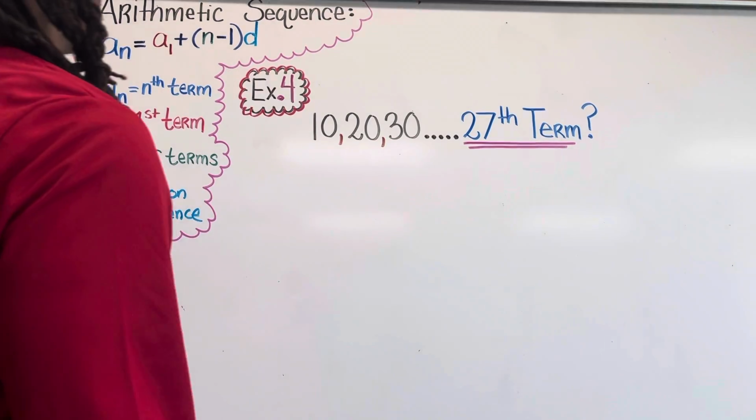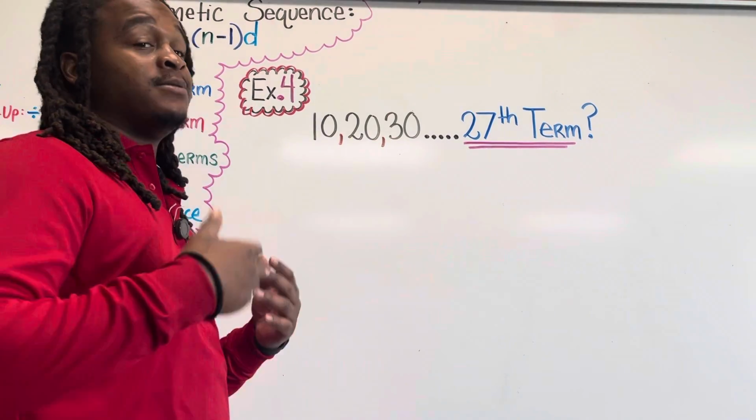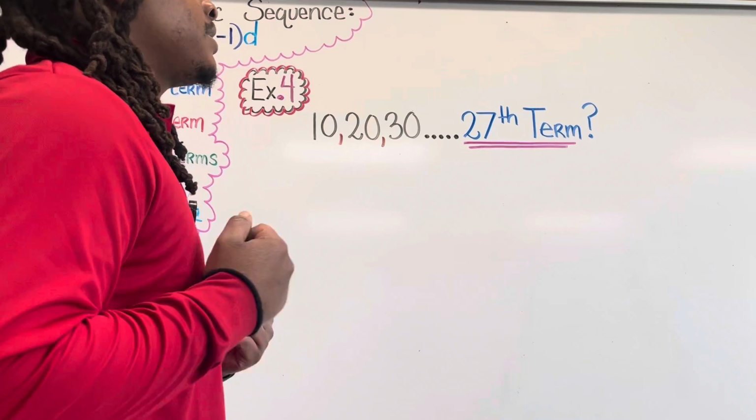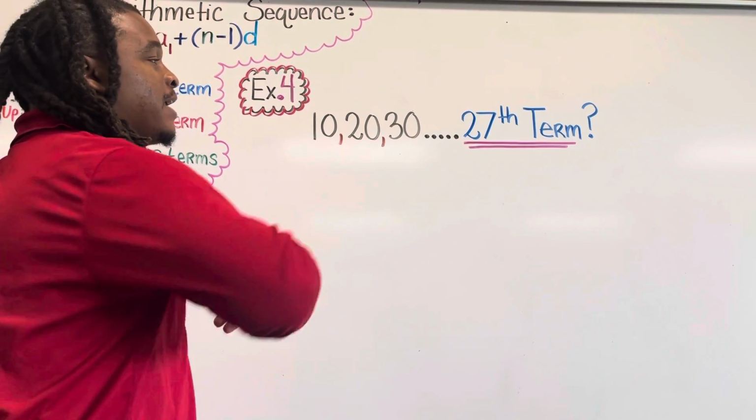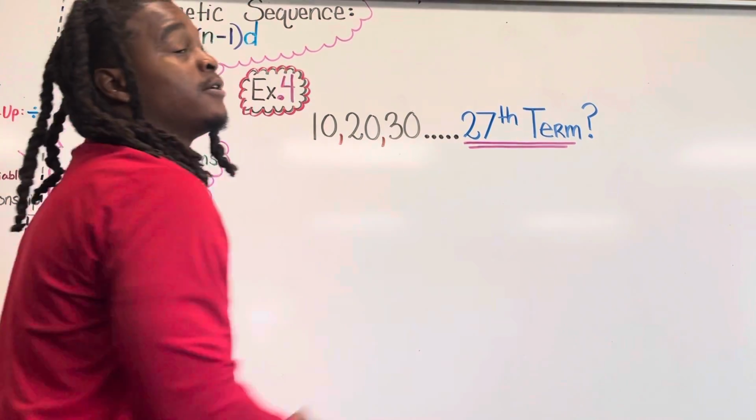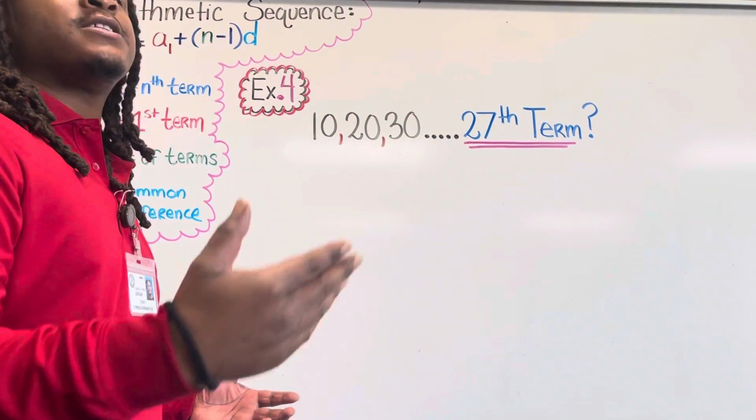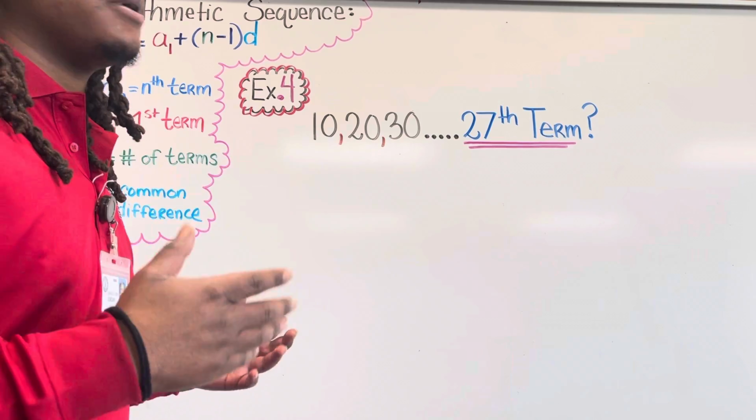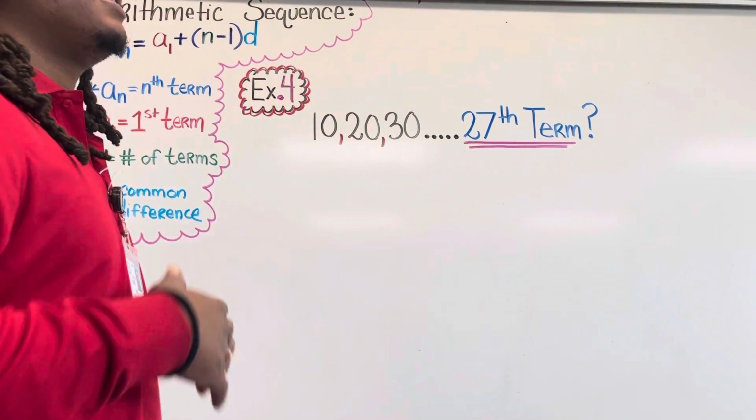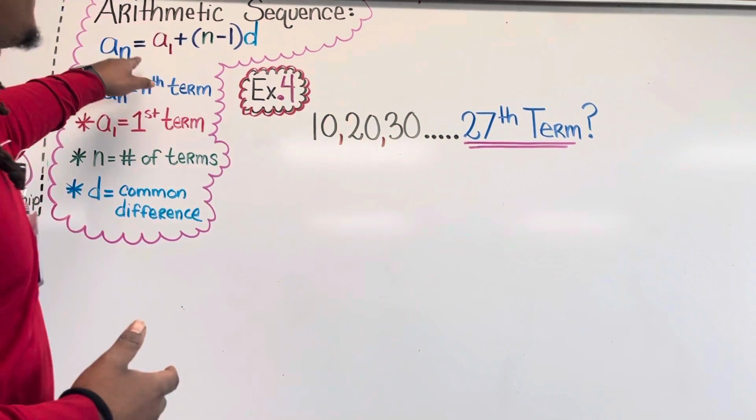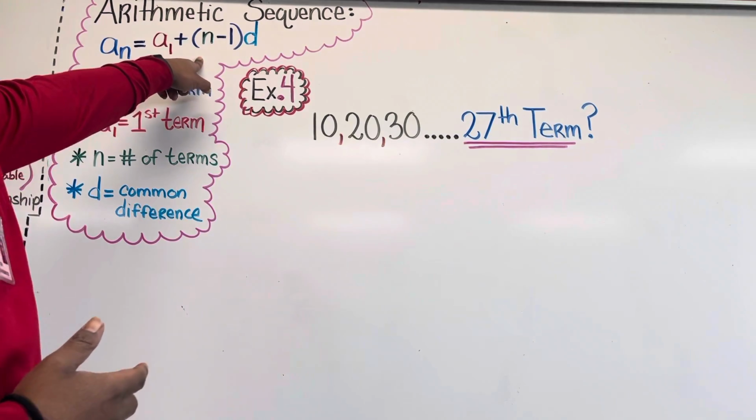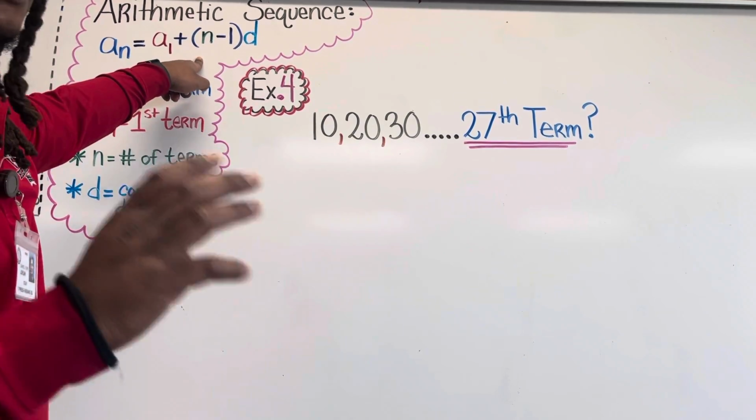And the objective of solving an arithmetic sequence is we're trying to find out the nth term. The nth term can be any term. It could be the second term, the third term, the 10th term, the 100th term, the 1,000th term, right? Whatever's the nth term, we're using the arithmetic sequence formula in order to find out that particular term, okay?